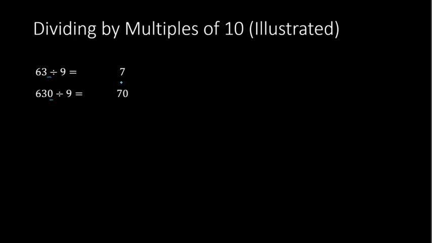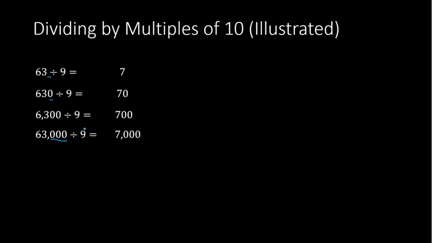Well, what if you put another 0 after 63? So now we have 6,300 divided by 9. Again, we added 2 zeros after the 63, so we need 2 zeros after the 7 to get 700. We can keep this going. If we had 63,000 divided by 9, we now have 3 zeros after 63, so your answer requires 3 zeros, which would give you 7,000.